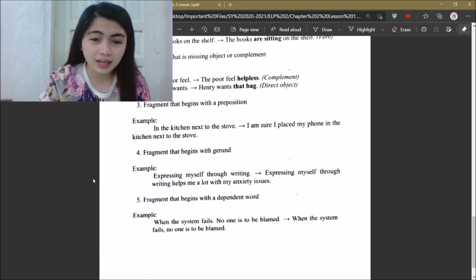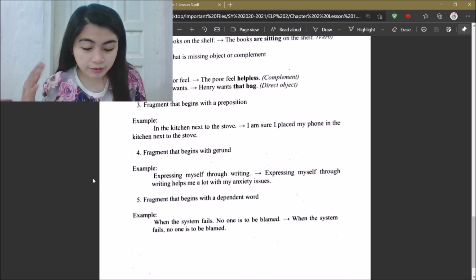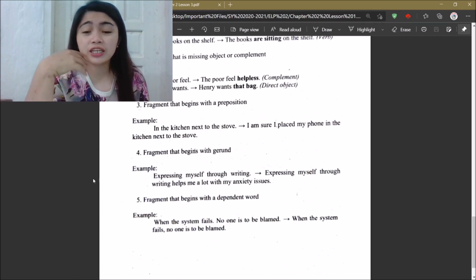Next, we have number 3, fragment that begins with a preposition or a prepositional phrase. So in this case, in the kitchen next to the stove.